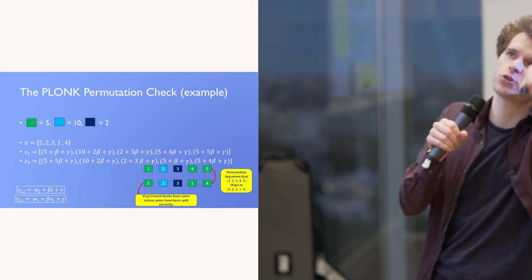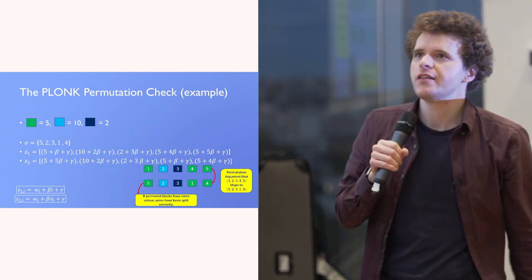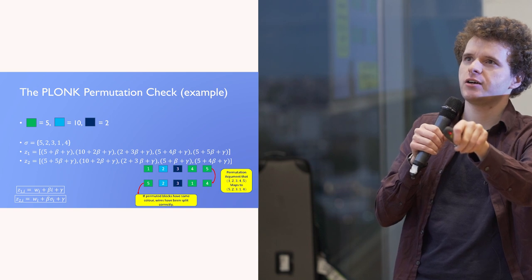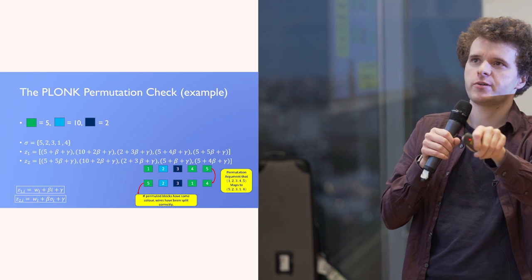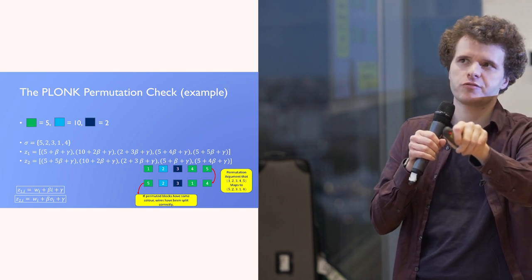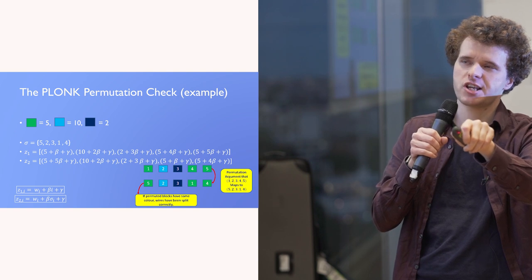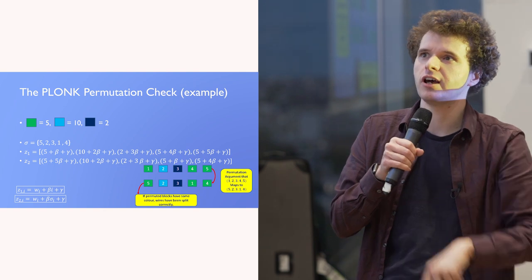So if your green value is 5, your blue value is 10, and your black wire is 2, then in the identity permutation you'll have a vector that says just 1 2 3 4 5, and the permutation vector is 5 2 3 1 4, because values 1 and 4 need to be the same, and so you've rotated the indices around.